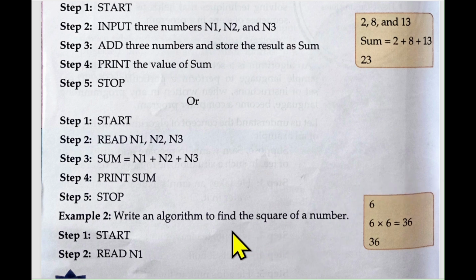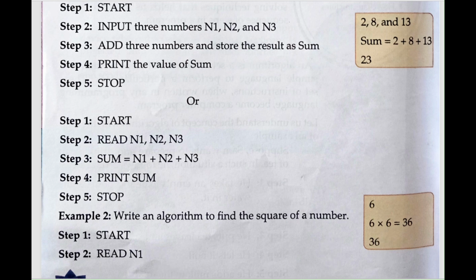In the last video I explained algorithm number 1. So let's come to this topic: write an algorithm to find the square of a number. Firstly, if you are calculating the square of a number, it means you need to multiply that particular number 2 times.